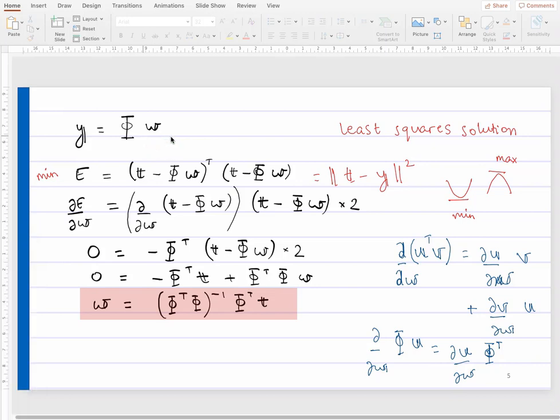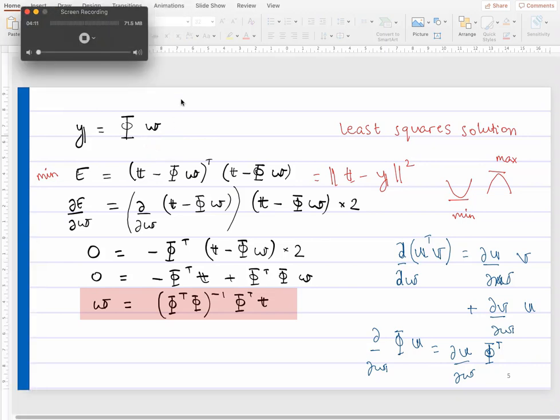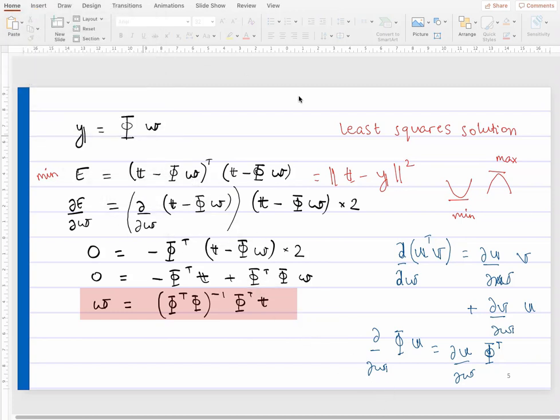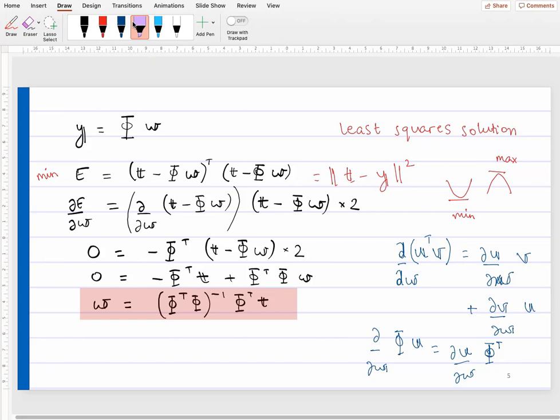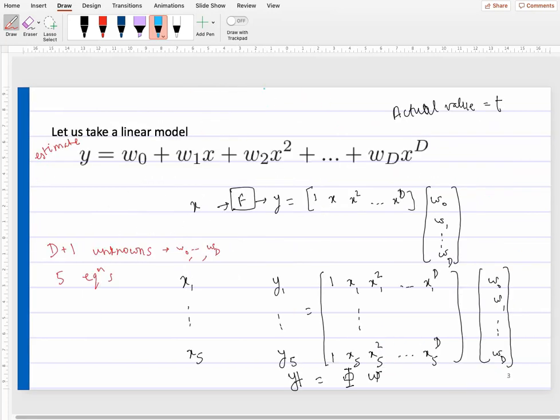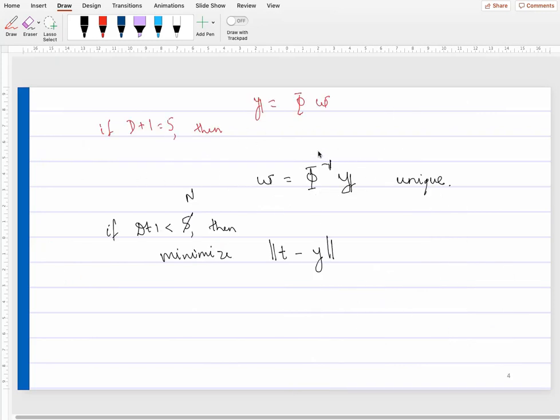So my y vector is basically y1 to y5. I think I had written it before. Yeah, it's here. My y is y1 to y5, and my phi is like this. So when this row multiplies with this column, we get this thing, which is the estimate y1.